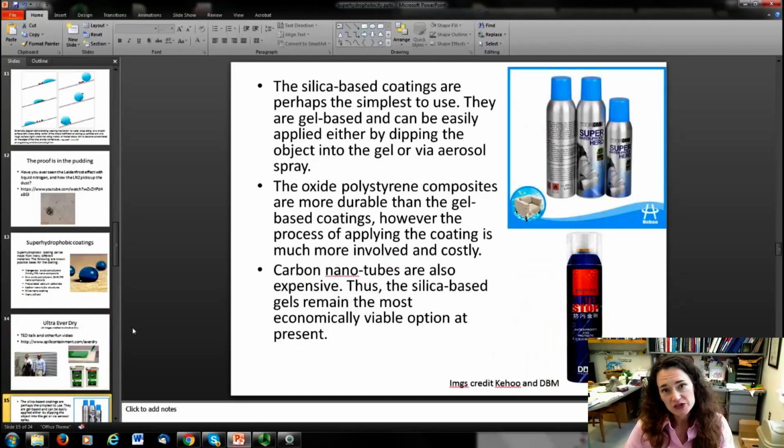Now, in terms of the commercially available coatings, the silica-based coatings are actually probably the simplest to use. They're usually gel-based, and they can be easily applied either by dipping the object into the gel or via an aerosol spray. The oxide polystyrene composites are more durable than the gel-based coatings. However, the process of applying the coating can be more involved and costly. And you can also use carbon nanotubes, but those, of course, are super expensive. Thus, the silica-based gels remain the most economically viable option at present, and you can buy some of them in spray cans, as I've shown here.